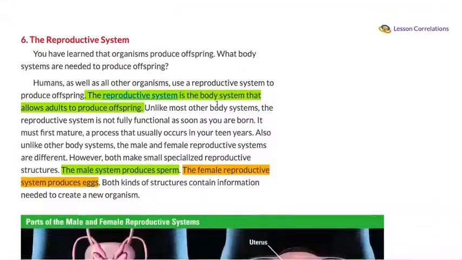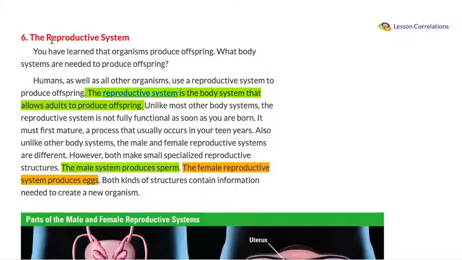And section 6, the reproductive system. You've learned that organisms produce offspring. And so which body systems are needed to produce offspring? Well, we're looking at the reproductive system. That's the body system that allows adults to produce offspring. Unlike other body systems, the reproductive system is not fully functional as soon as you're born. It needs to first mature. And it's this process that usually occurs during your teenage years.